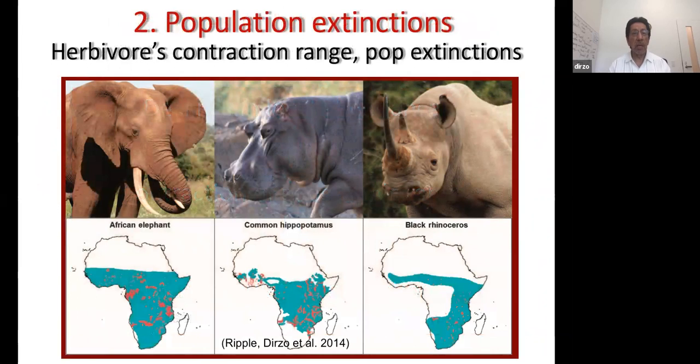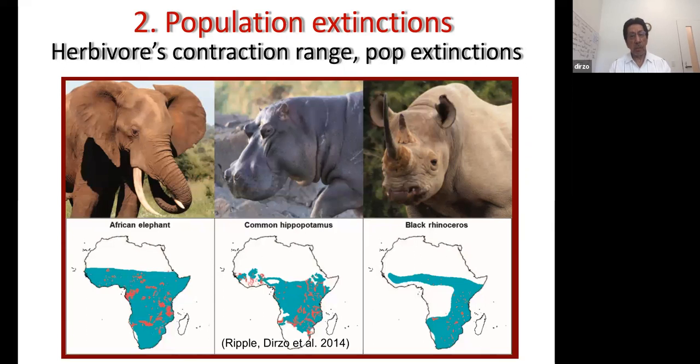Let's look at that in graphical form first by looking at this slide that shows three very important charismatic animals from Africa. You have the elephant, the hippo, and the rhino, and the maps below the photos of these three animals show in that bluish or greenish color what is known to be the original distribution of these three species. And the red polygon that you see in those three maps represents the coverage of the current population that we have for these three species.